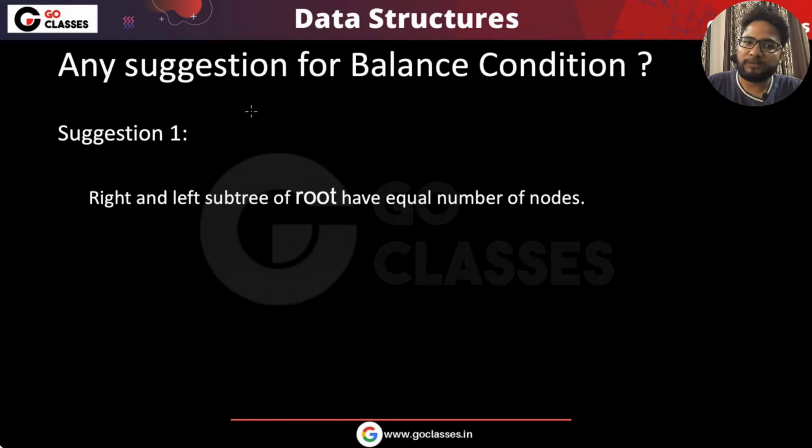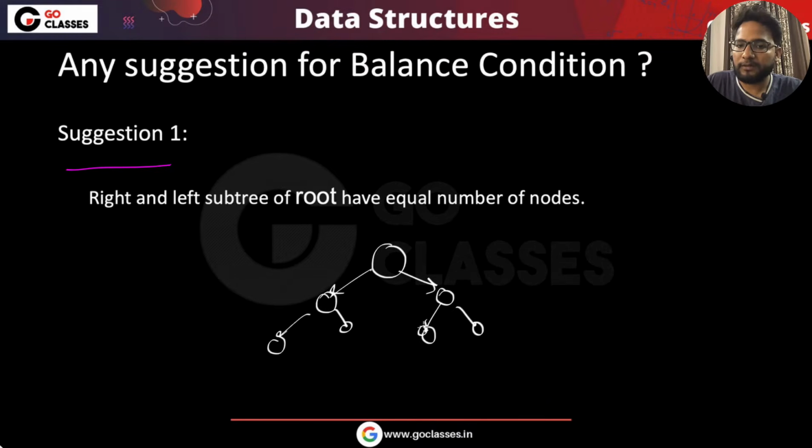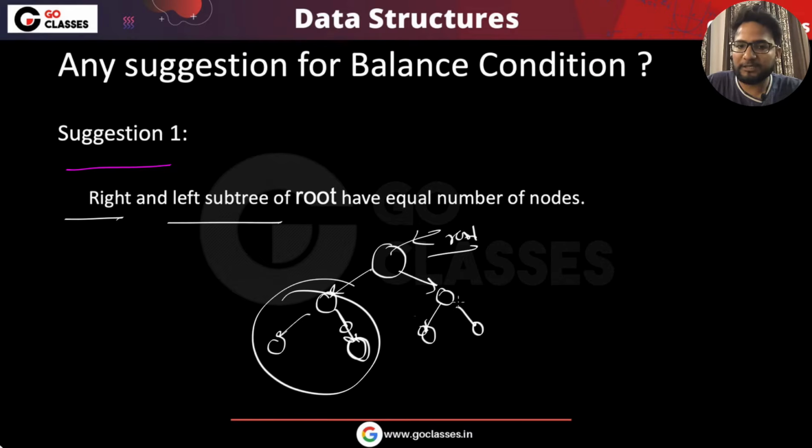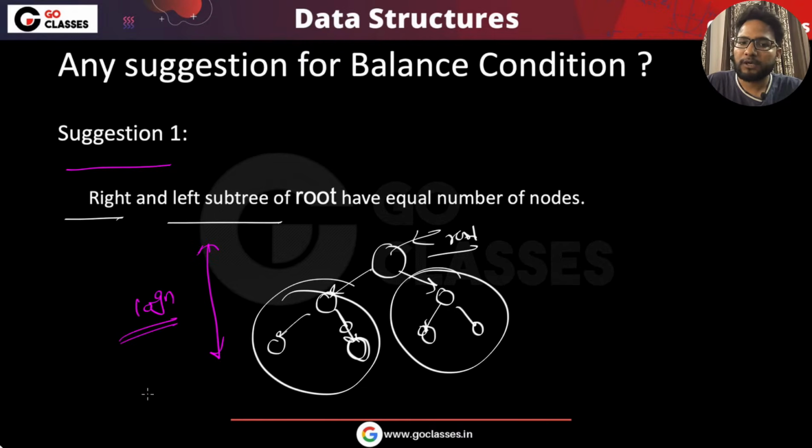Let's see some suggestions. Suggestion 1 says that right and left subtree of the root have equal number of nodes. They are saying that for the root, if right and left subtree both are having equal number of nodes, then maybe things will be fine, right? This is the root, this is the left subtree, this is the right subtree; if both have equal number of nodes, then maybe the height is always log n. Can I say like this? Just think about it. Answer is no.